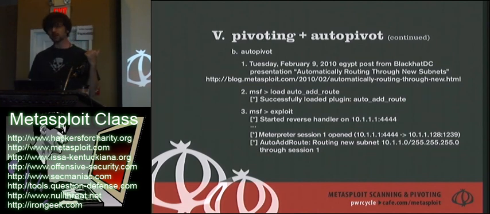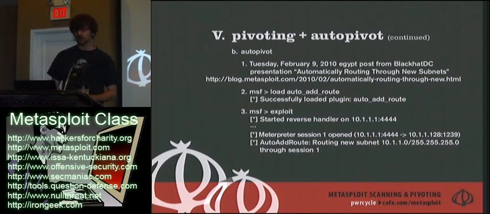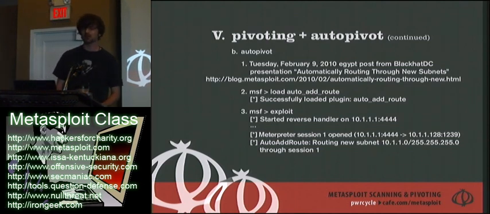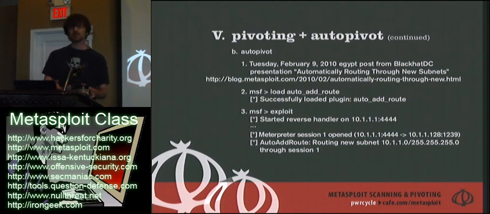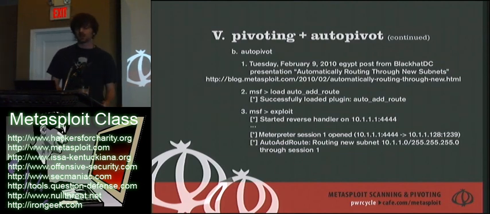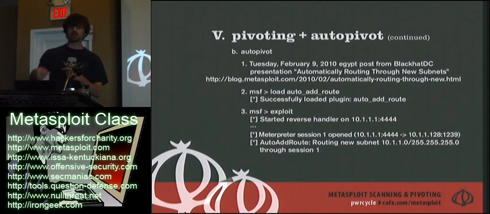Just this February, Egypt, who's a Metasploit dev, did a presentation at Black Hat DC about automatic routing through new subnets. The thing I love about DBR pointers, you don't have to think about it. But once you pop that box, then you have to manually go through and enter the new route that you just found. So he created a script called auto add route, which you can just add with load auto add route, so that when you pop a box, it will automatically add that route to Metasploit.